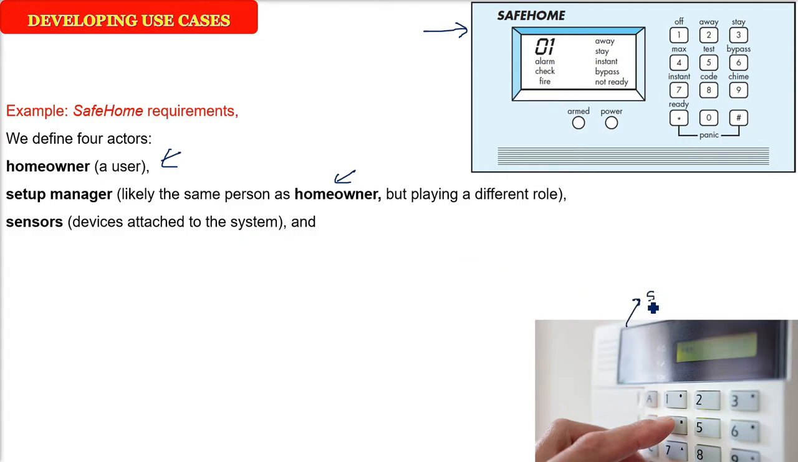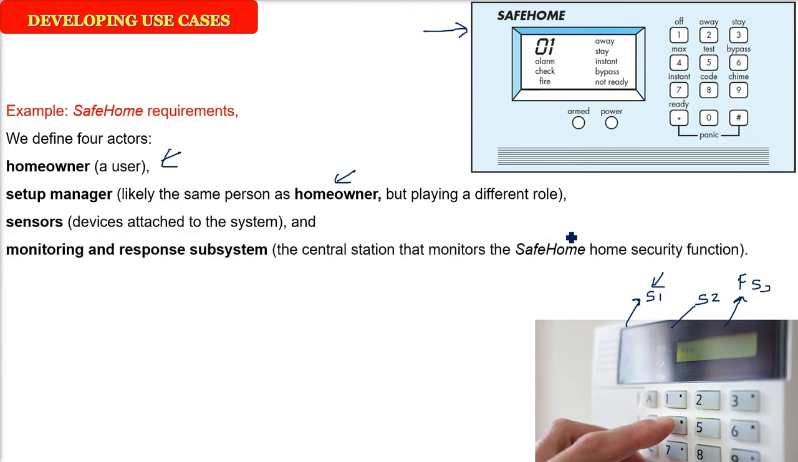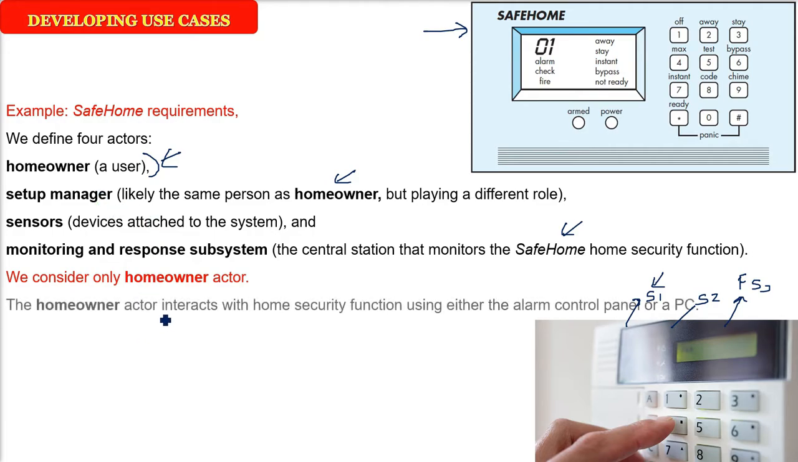Then the sensors, there will be different sensors. One sensor will be, say, for illegal entry, that is the motion sensor. Second is for carbon monoxide. Third is for fire. Fourth is for any other situation you want. Then there will be a central station that monitors this safe home product, the home security function. So there will be a monitoring and response subsystem. So we have 4 actors. Let us take one of the actors and try to define it, because doing all of them will take some time.